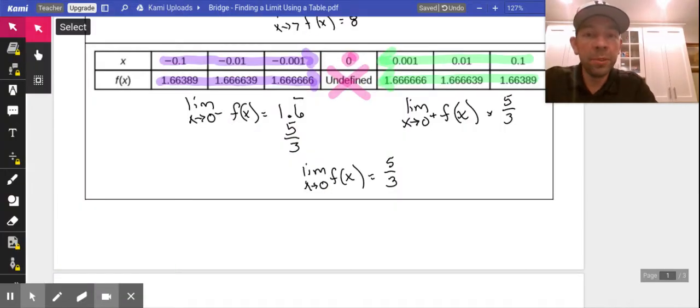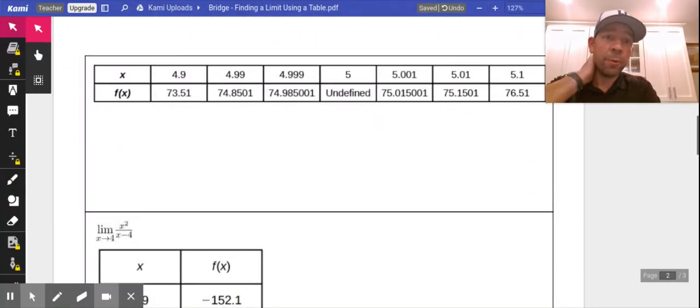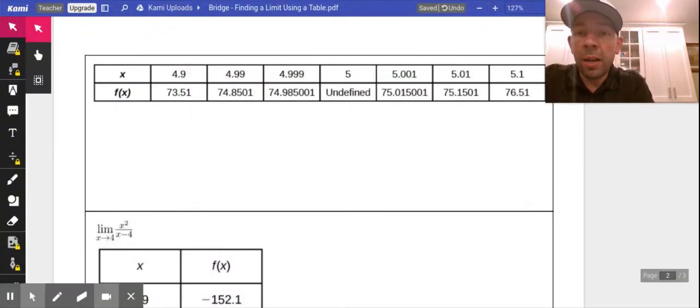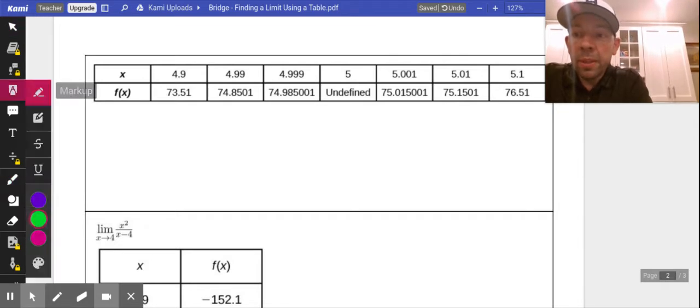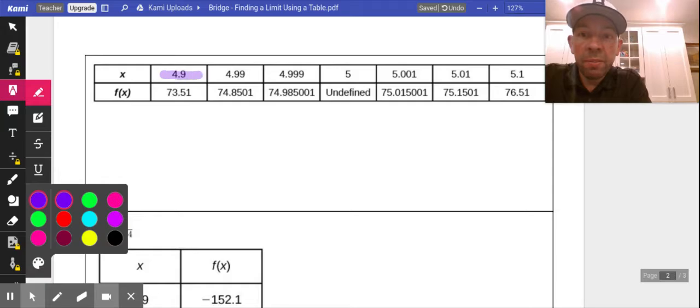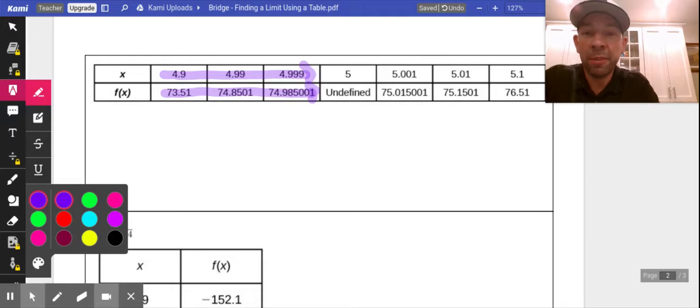See how easy these tables are? Now, sometimes what they'll do with these tables, and I don't think I have one in this video, is give you the input values. Like they'll give you these numbers, but then this row here will be blank. And all you do is use your calculator to substitute 4.9 and 4.99 for x, et cetera, et cetera. And again, they'll supply you with the function or the equation for f of x.